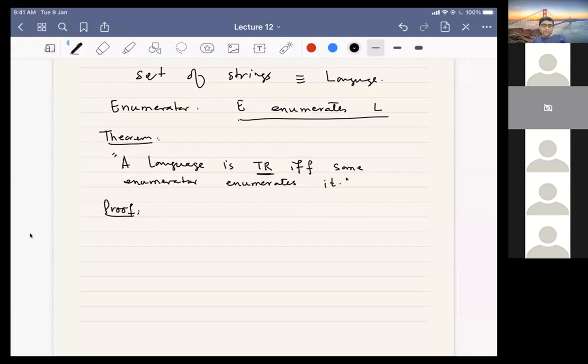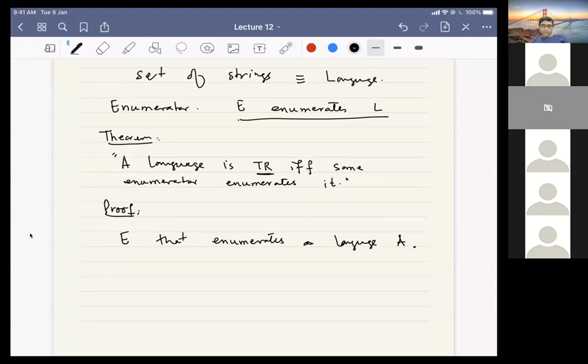We show that if we have an enumerator E that enumerates a language, let's say a language A. What does it mean that it enumerates a language A? It means that we have an enumerator which is producing multiple strings, and let's collect all those strings. It will be called a set A. And set A is a set of strings, so this must be a language. So E enumerates a language A.